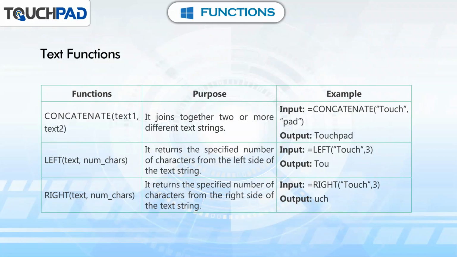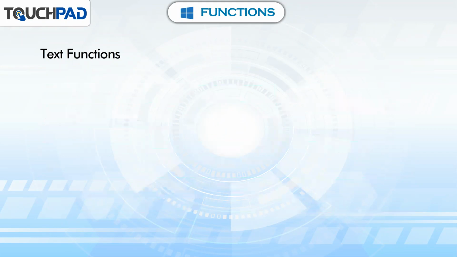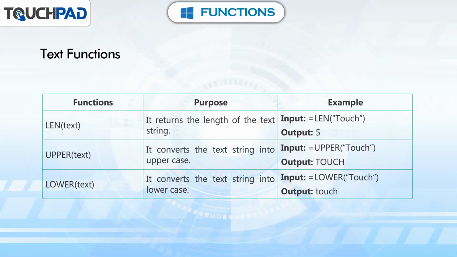RIGHT(text, num_chars). It returns the specified number of characters from the right side of the text string. Input: =RIGHT("Touch",3). Output: UCH. LEN(text). It returns the length of the text string. Input: =LEN("Touch"). Output: 5. UPPER(text). It converts the text string into uppercase.